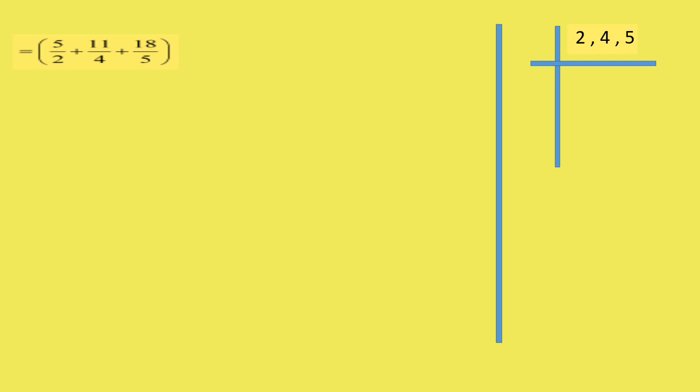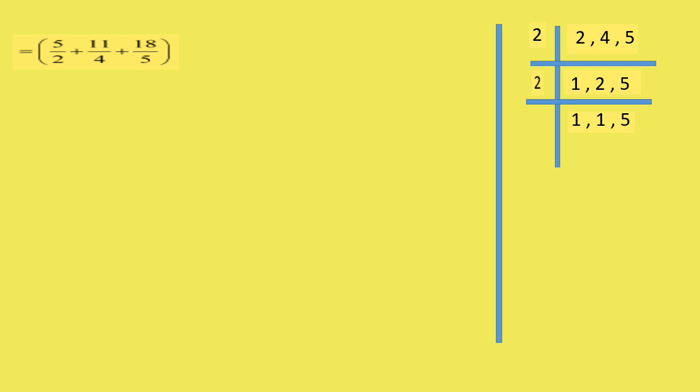2, 4 and 5. Here 2 and 4 are in the same table, that is in 2. So I am going to divide by 2. 2 1s are 2, 2 2s are 4 and 5 is not in the table of 2, so I will write 5 as it is. Here 1 has come, so no problem. Next numbers are 2 and 5. Both are different. They are not in the same table. So first I will take 2. 2 1s are 2. 5 is not in the table of 2, so I will write 5 as it is. So 1 comma 1 comma 5.